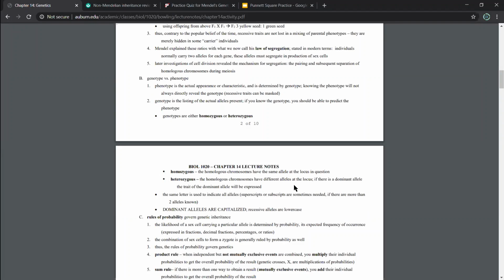So a little bit about notation. When we write about alleles, the dominant alleles are always capitalized and recessive alleles are lowercase. So if it's the eye color gene, brown would be capital B, and blue would be lowercase b. So the rules of probability govern genetic inheritance.